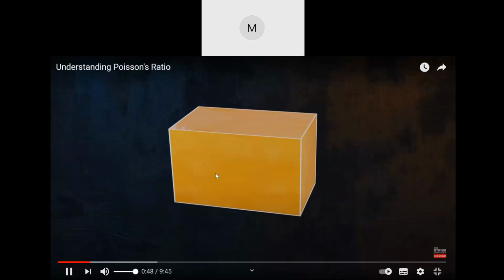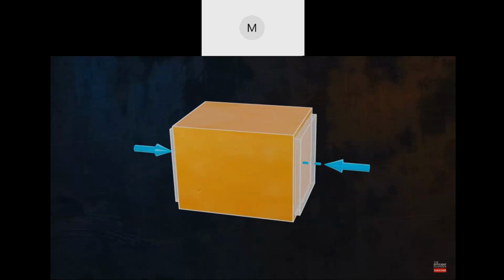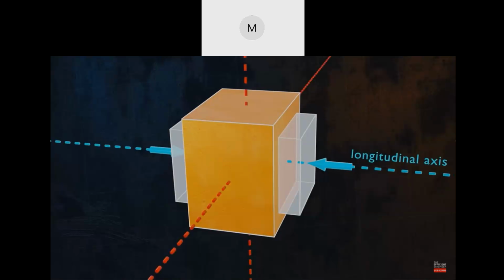What about for a generic lump of material? Take this little orange cube. If we apply a compressive force to it, it will expand in the directions which are perpendicular to the direction in which we are applying the load. We call the direction along which the load is applied the longitudinal direction, and we call the perpendicular directions the lateral directions.